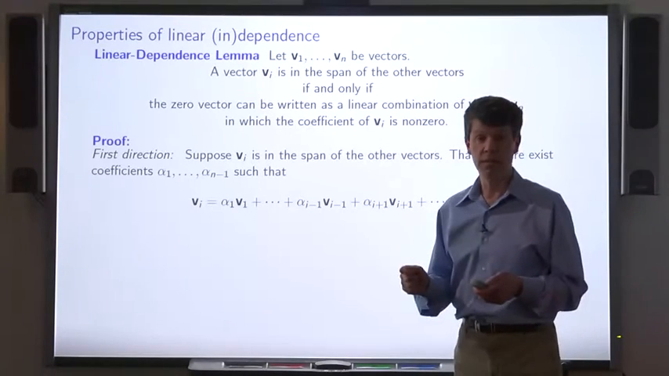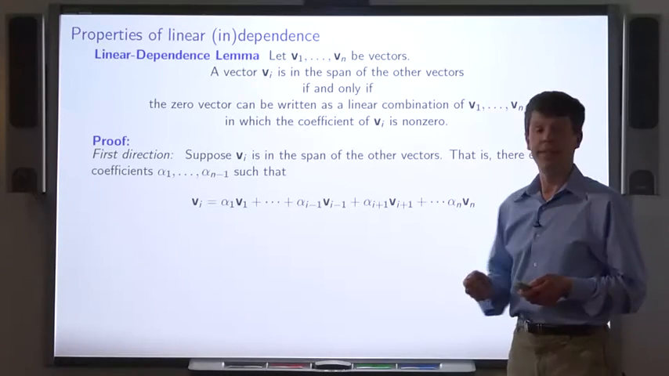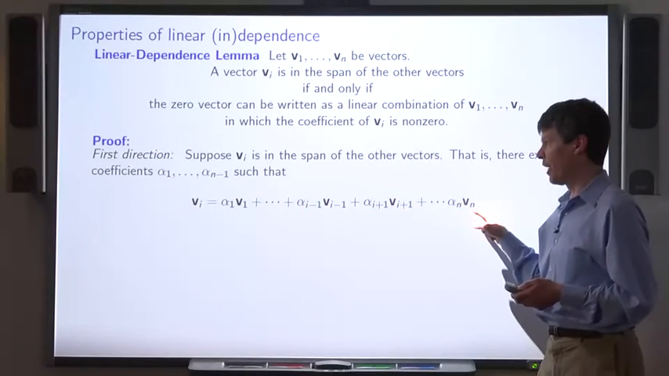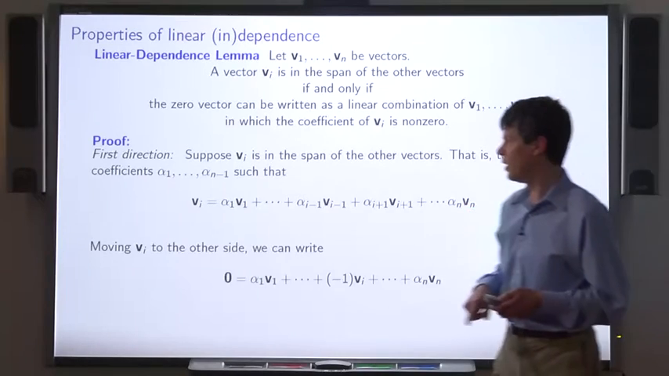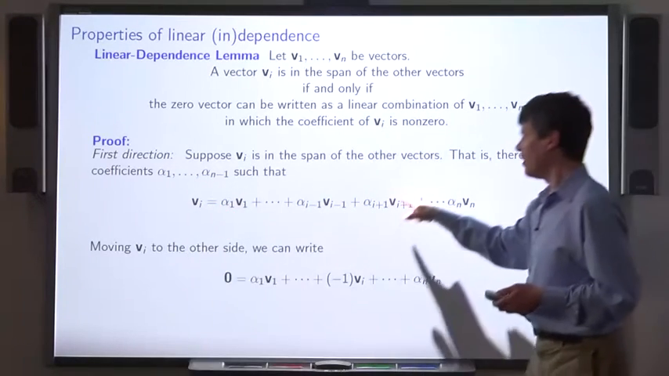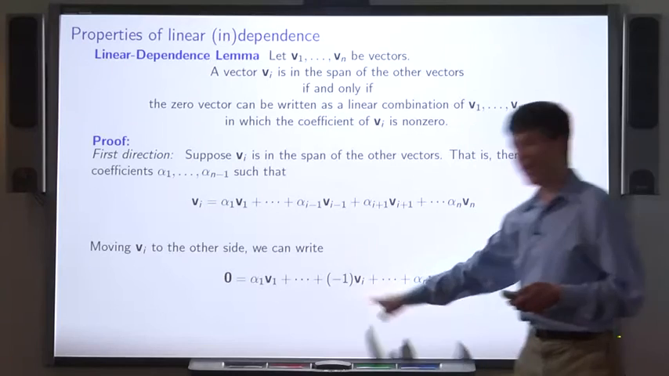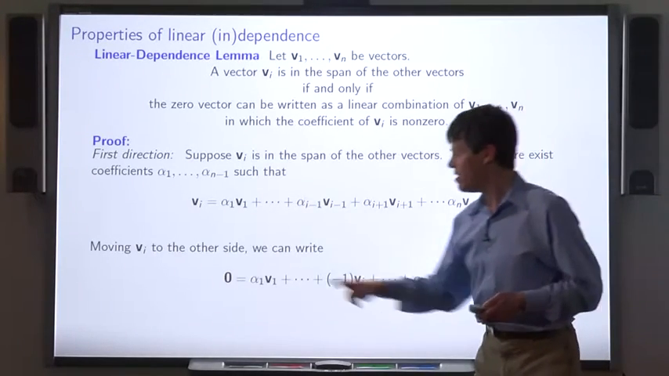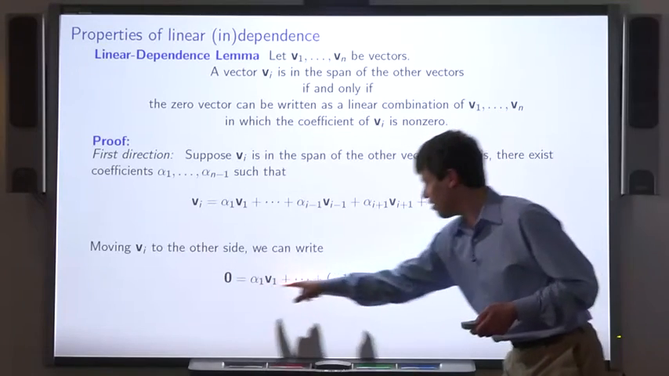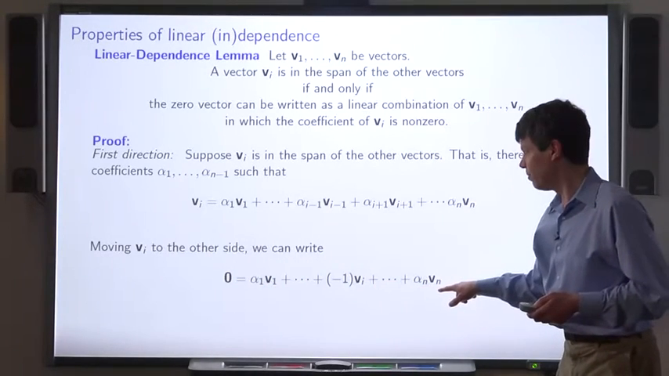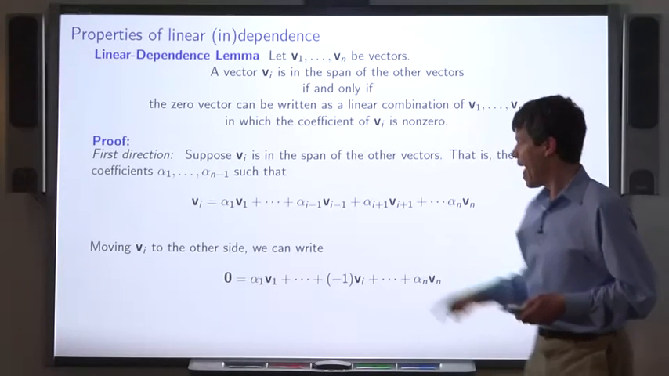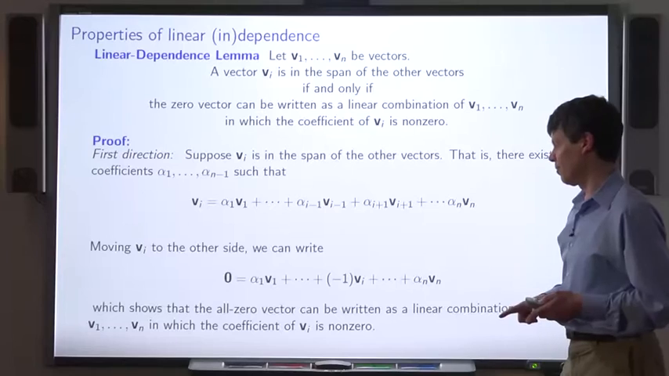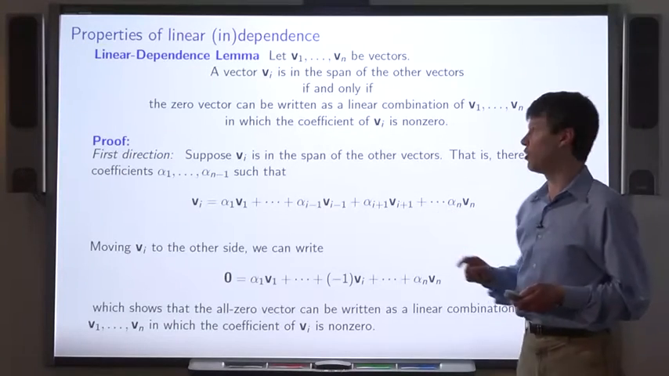Suppose vi is in the span of the other vectors. That is, you can write vi as a linear combination of all the other vectors. Now, we just move vi to the other side, and we get this equation. Here, we've written the 0 vector as a linear combination of all the vectors, including vi, and vi's coefficient is not 0. That proves one direction.